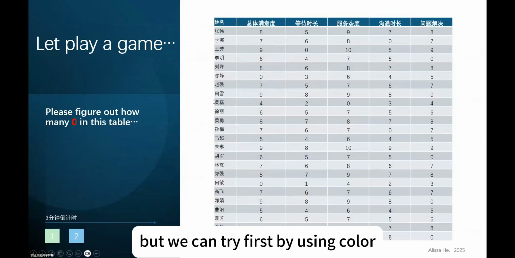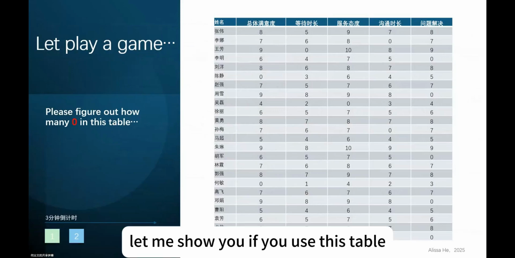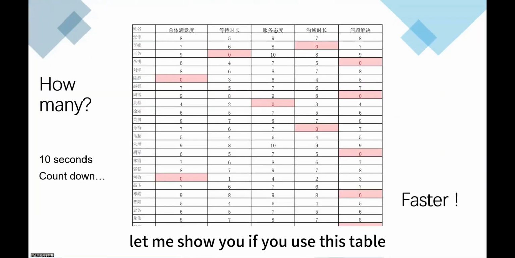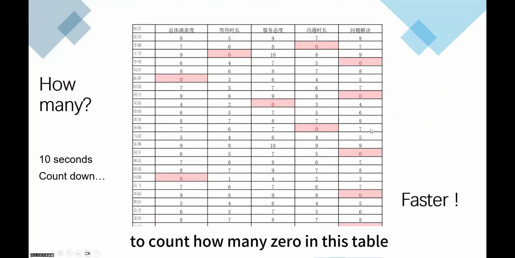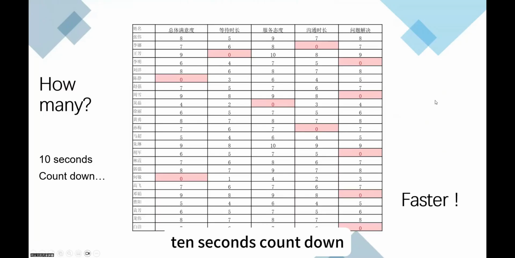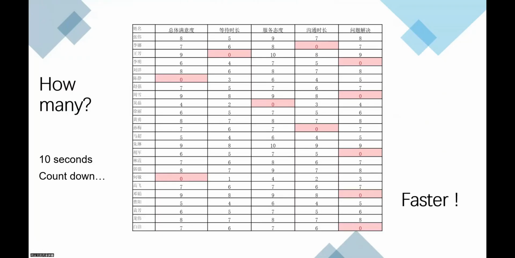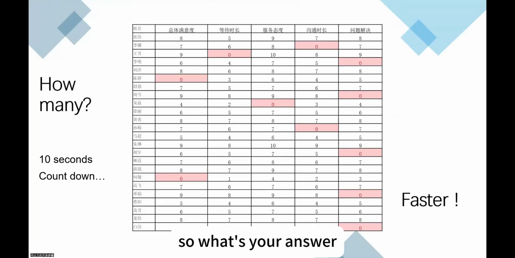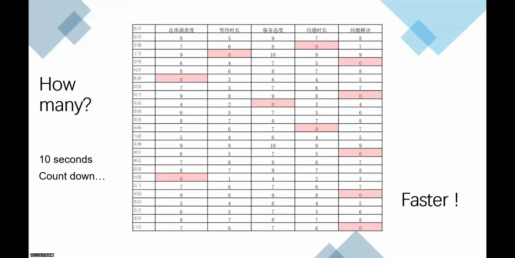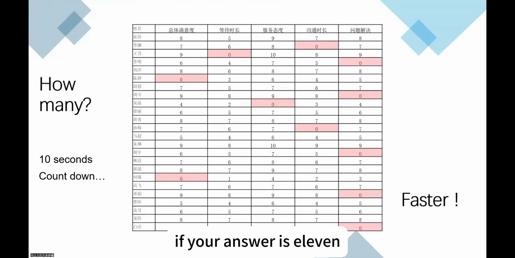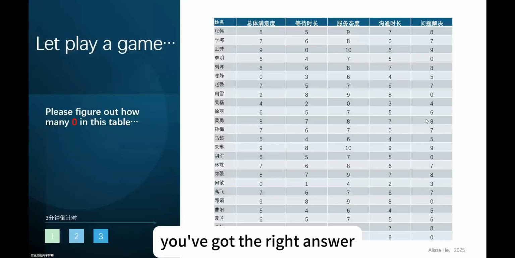But we try first by using color. Let me show you. If you use this table, how many 0s are in this table? 10 seconds countdown. So what's your answer? If your answer is 11, congratulations, you got the right answer.